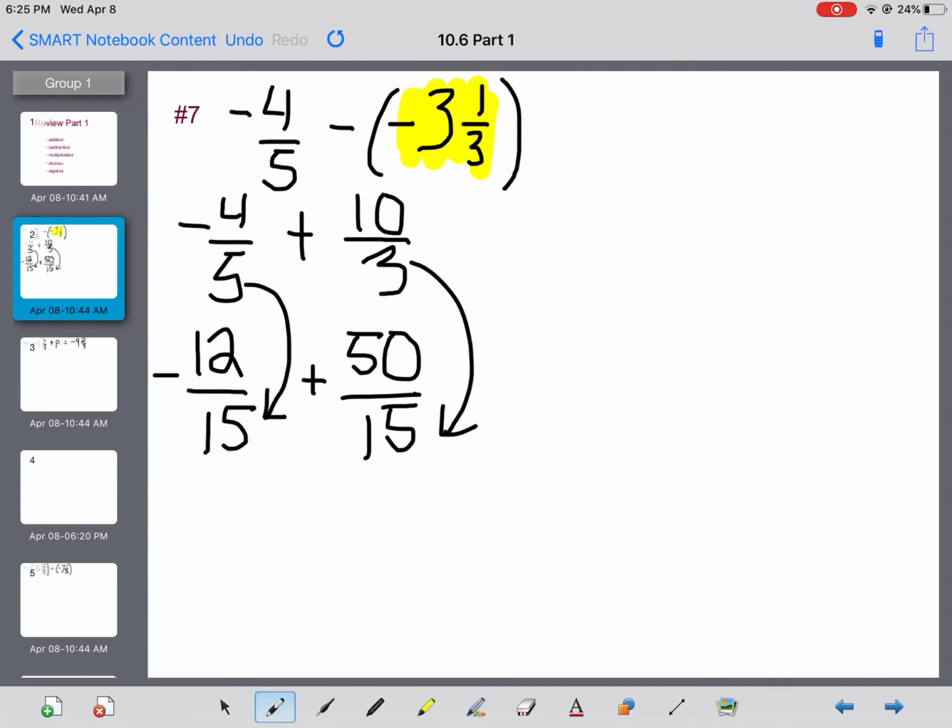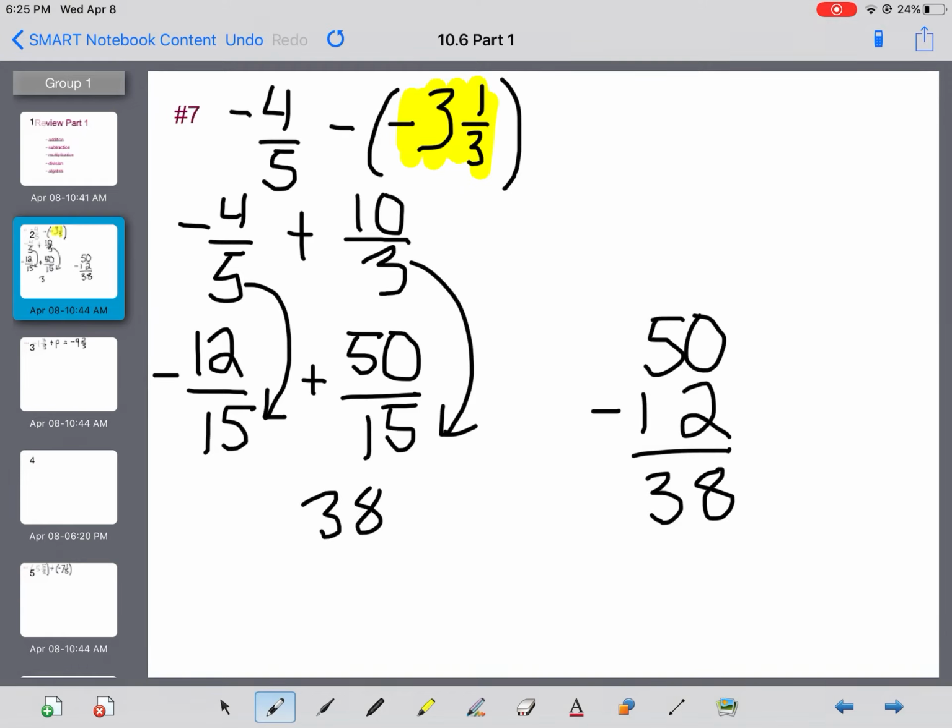Now remember, when you are working with a positive number and a negative number, what you do to add them is you actually find the difference between them. So I'm actually going to find the difference between 50 and 12. And the difference between 50 and 12 is 38. So my answer is actually 38/15.